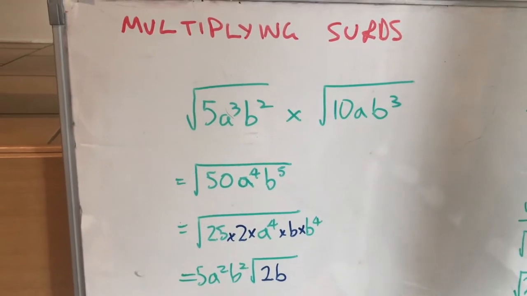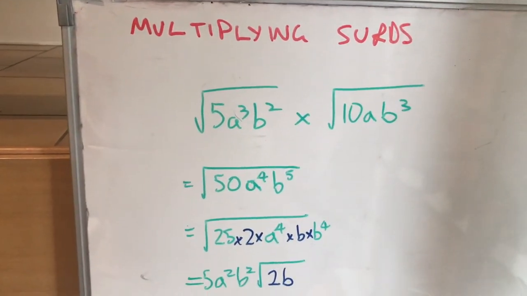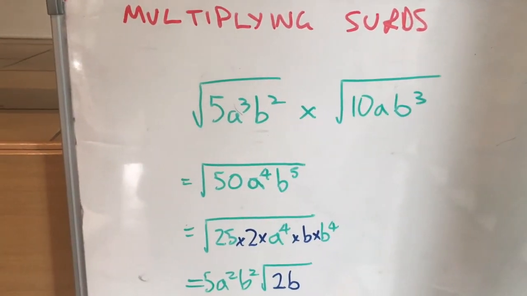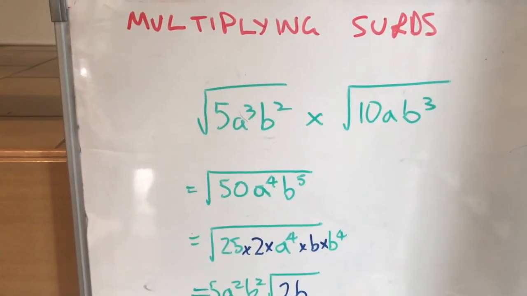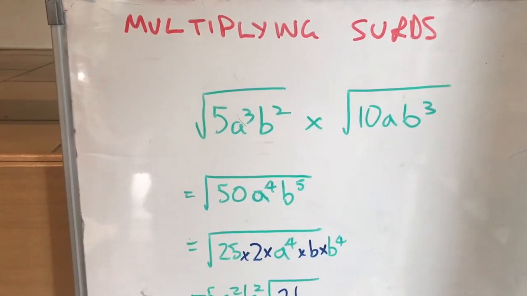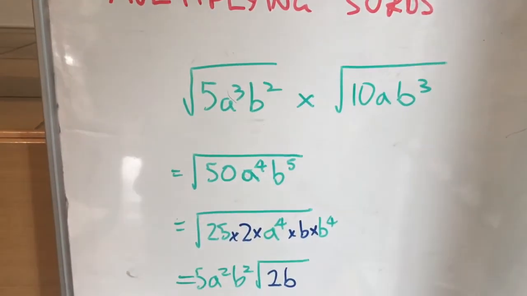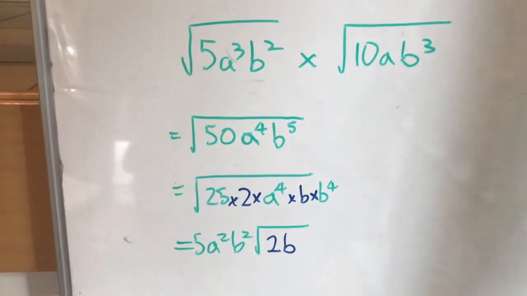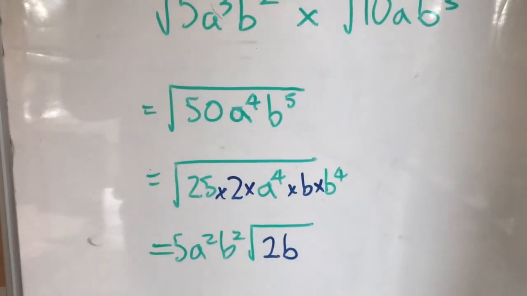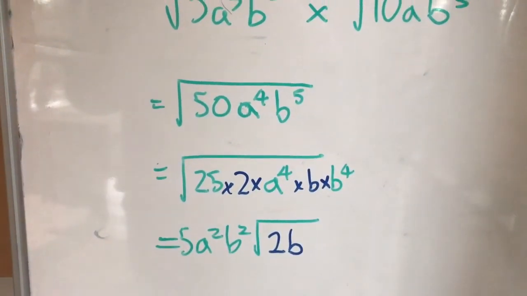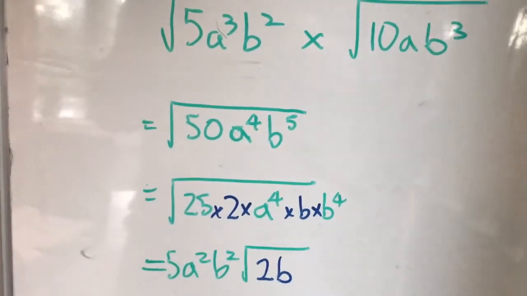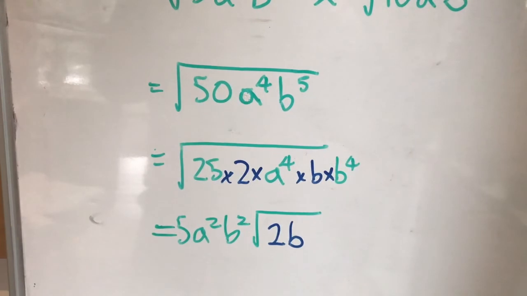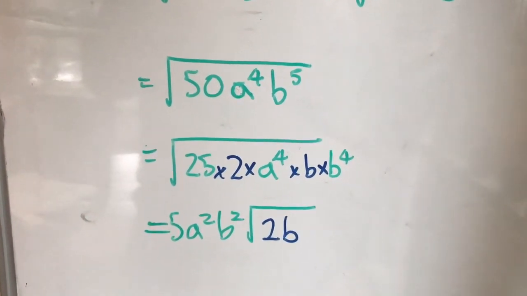Here are a couple more difficult examples. So again, the parts under the square root sign we multiply together. 5 tens are 50. Use our index laws to say a cubed times a gives us a to the power of 4, and b squared times b cubed gives us b to the power of 5. Now that we've got those two all combined, I can look to split out any parts that I can square root. So I can split 50 into 25 times 2. The 25 comes out as a 5.